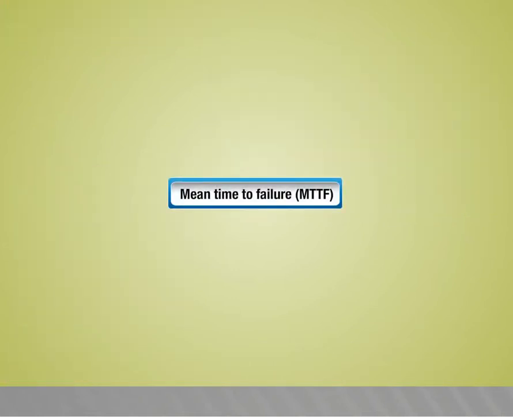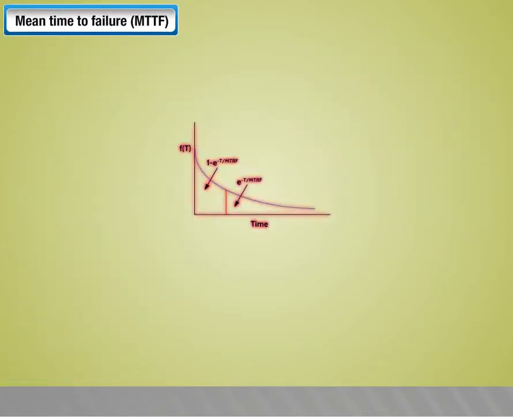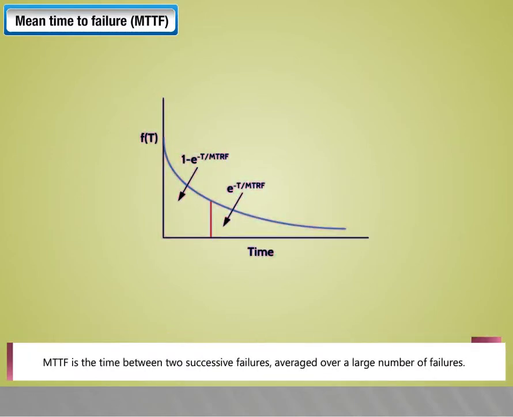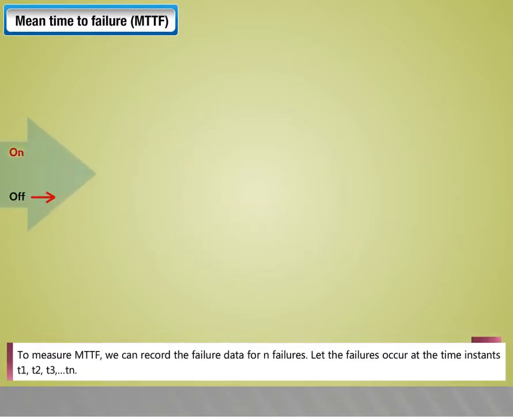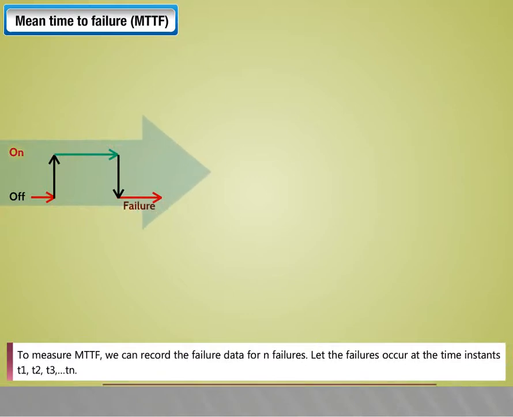Mean time to failure, MTTF. MTTF is the time between 2 successive failures averaged over a large number of failures. To measure MTTF, we can record the failure data for n failures. Let the failures occur at the time instances T1, T2, T3 and so on up to Tn.